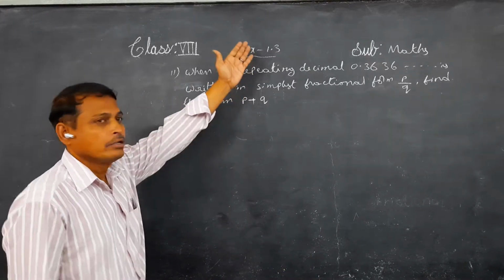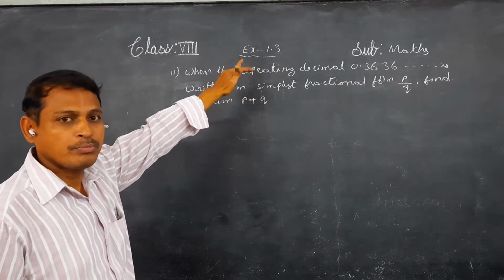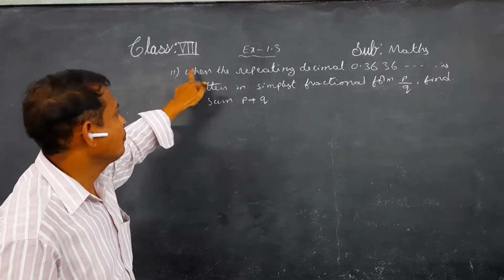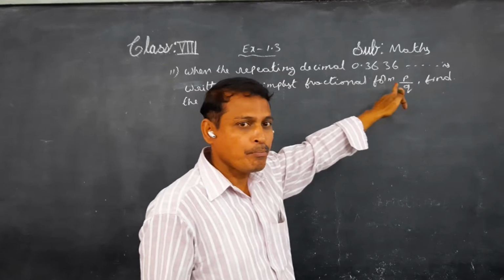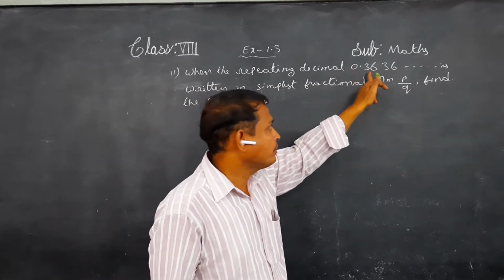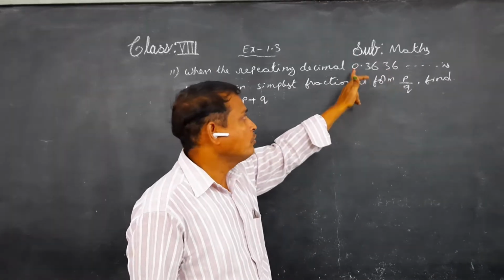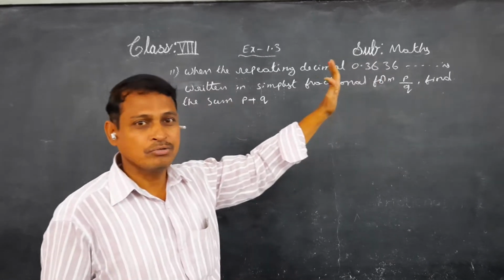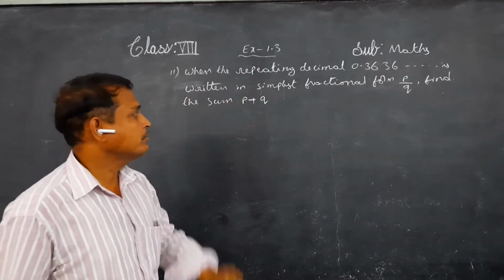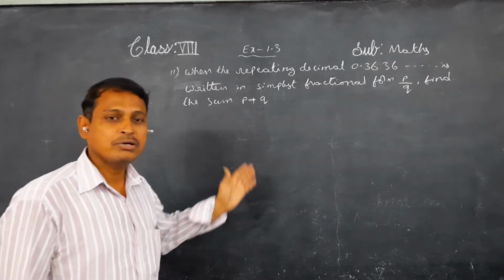Okay, children. The given question in exercise 1.3 is a direct question. In the question, we should observe when the repeating decimal 0.3636... is the value. Don't stop at 0.36; 0.3636 and so on is written in the simplest fraction form. Find the sum p plus q.